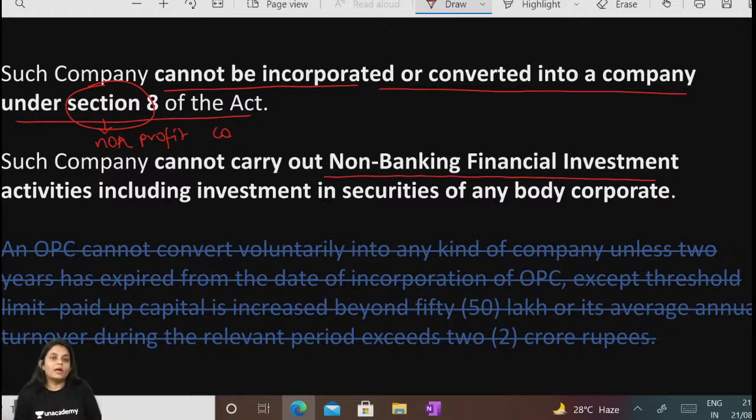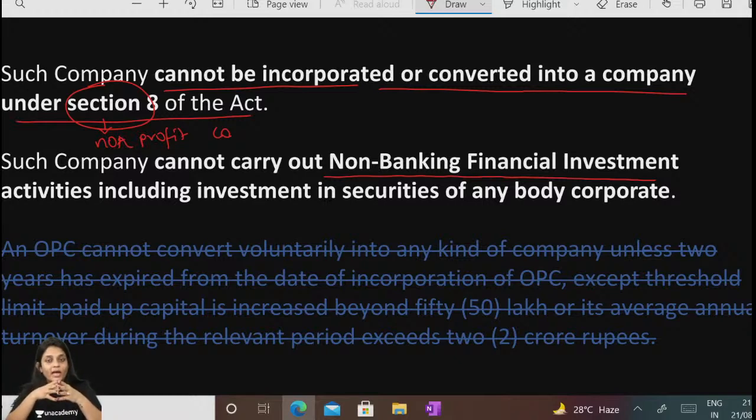Now, earlier there was a restriction on conversion of an OPC. They had put a restriction that up to 2 years of incorporation, an OPC cannot convert into a private or a public company. I am repeating, earlier there was a restriction on conversion. I am not going into the detail because it is now removed. Earlier, an OPC could not convert into a private or public company within 2 years of incorporation. That is, 2 years was a lock-in period, and only after that could I convert.